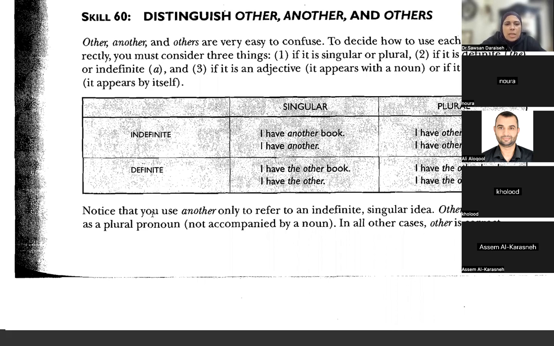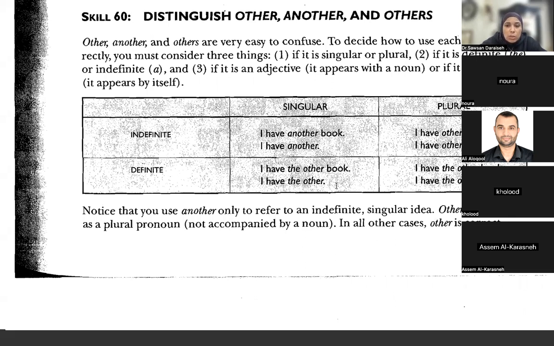I am. Notice that you use another only to refer to an indefinite, singular. So when you say another, you're talking about something indefinite, meaning random, guys, any book, anything, all right? And it's singular, and always singular.